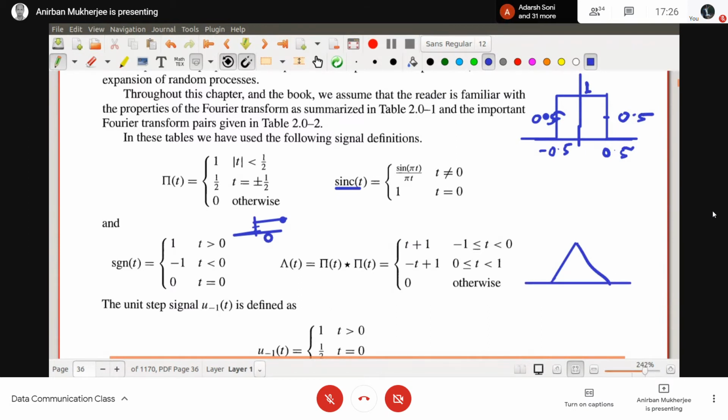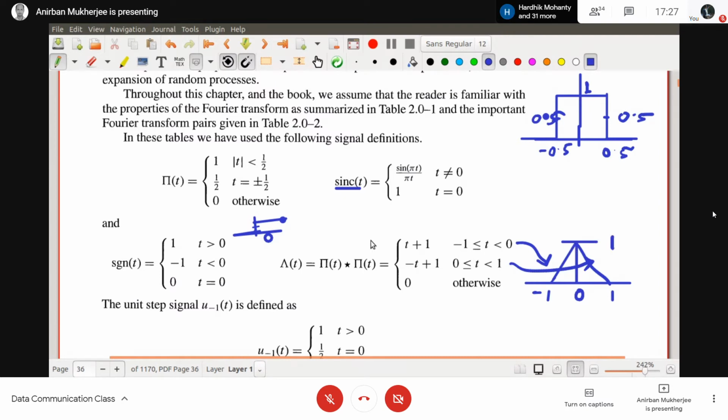When t is 0 to 1, it is minus t plus 1. At t equal to 1 it is 0, and at t equal to minus 1 also 0. Between this range it is t plus 1. Basically this block is this one. If I do the convolution of this function with this, you will get the output at t equal to 0, this is 1.